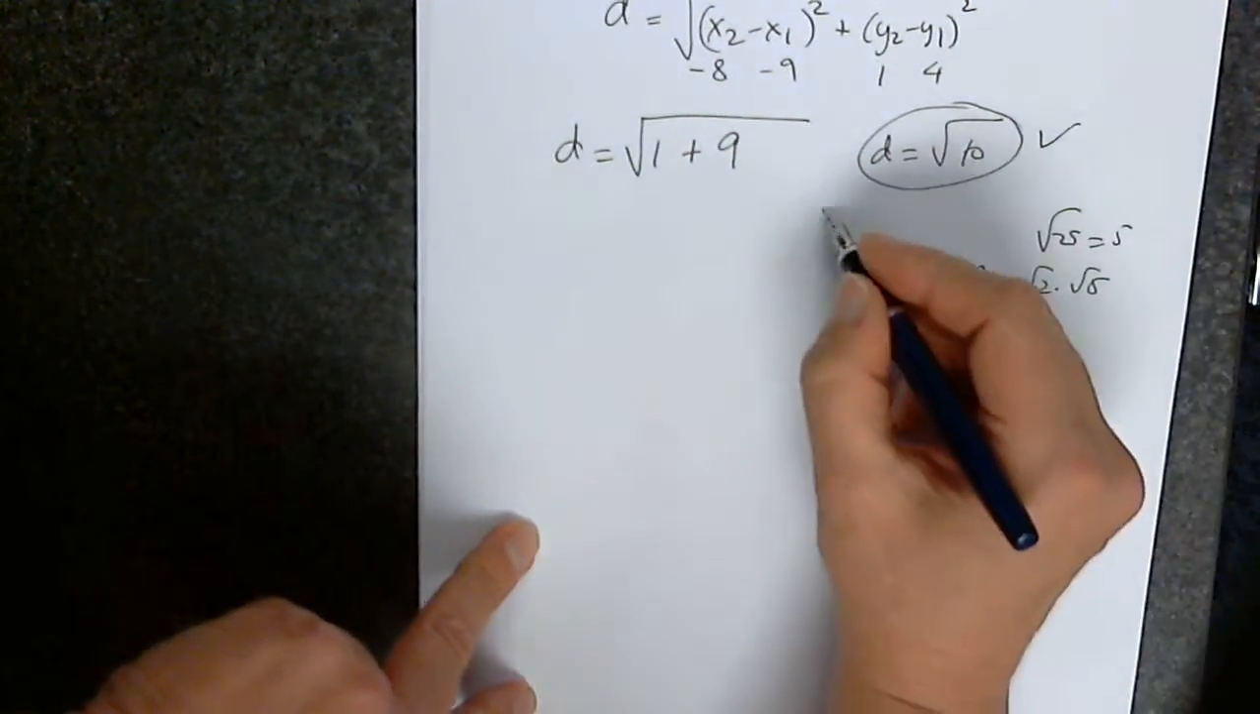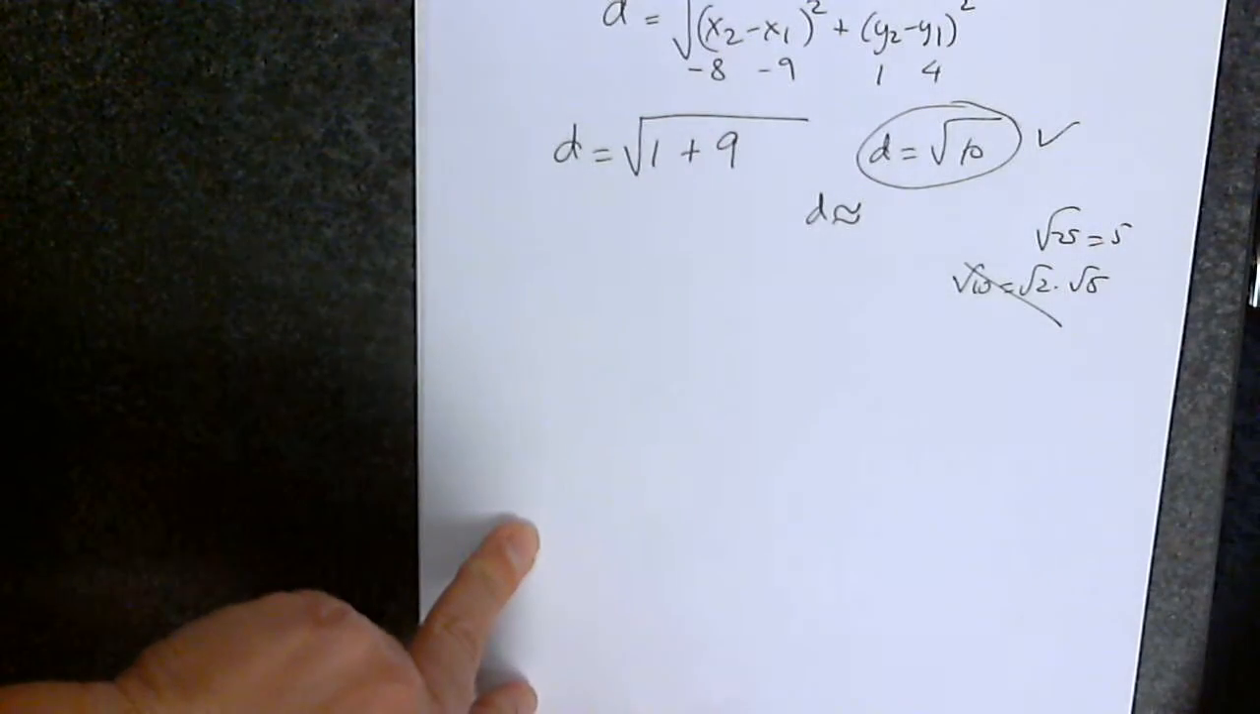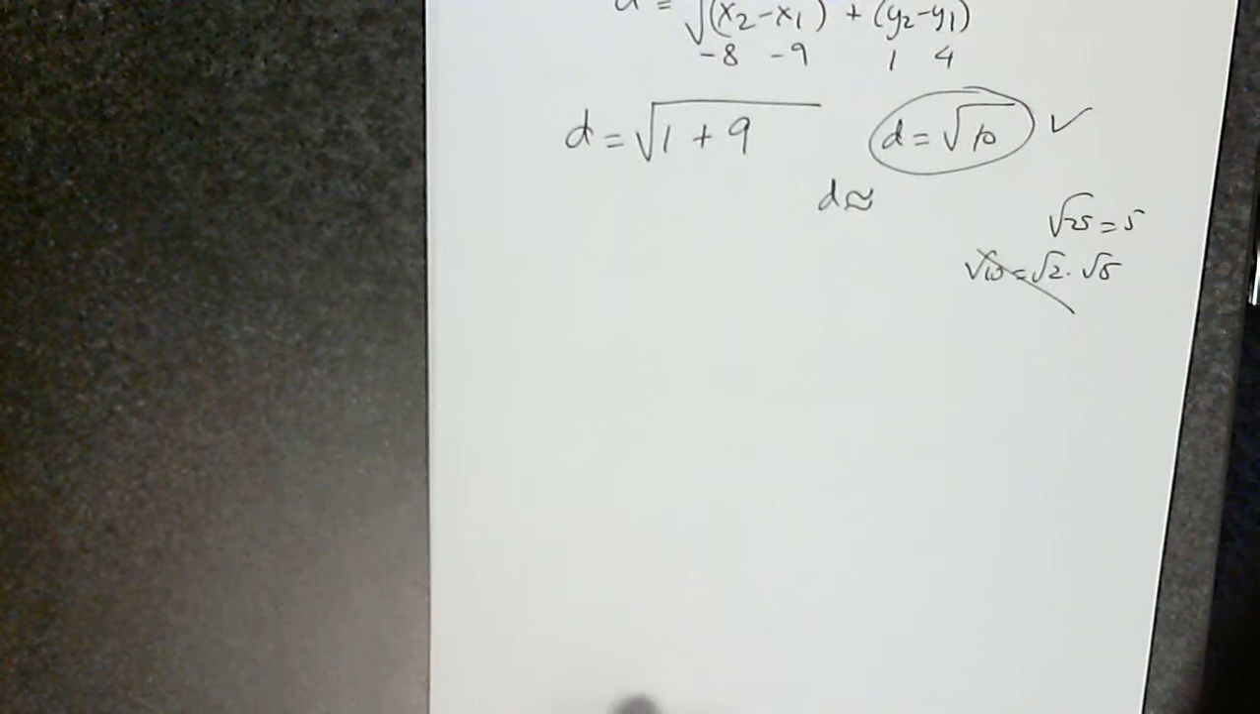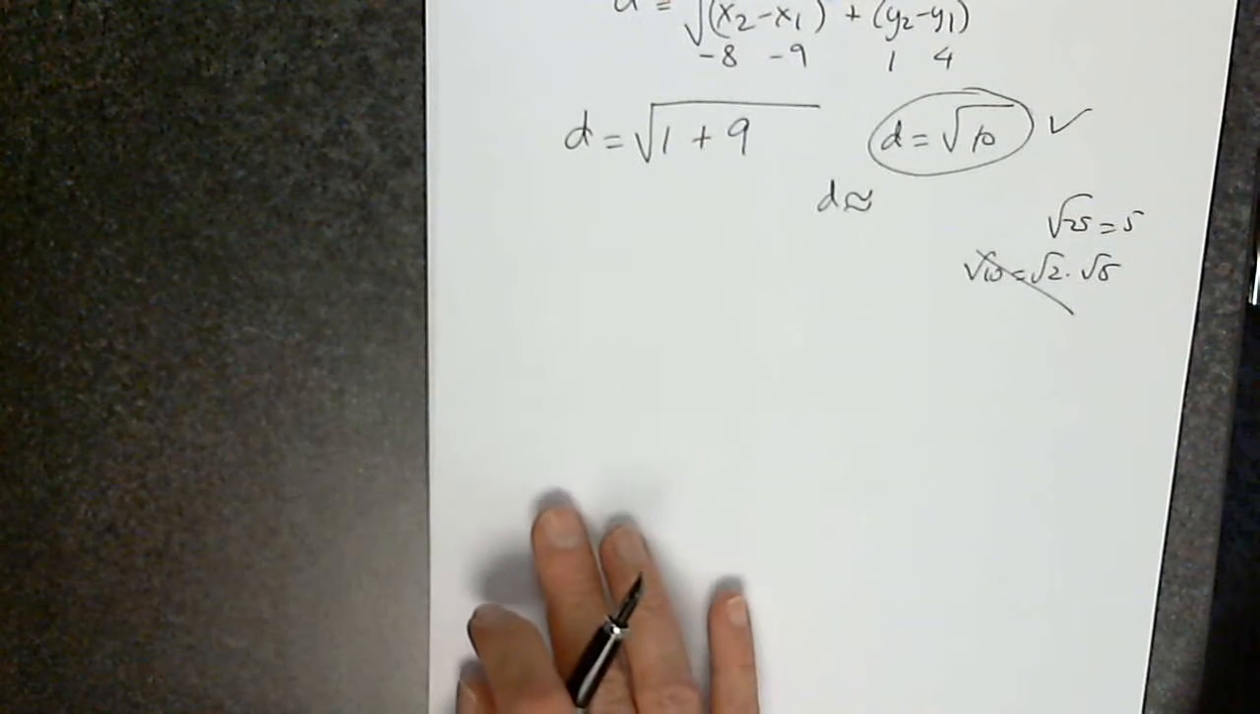You could approximate it. 3 point blah, blah, blah. Yeah, you could do that. But we're not asked to do that. We're only asked to find the exact.